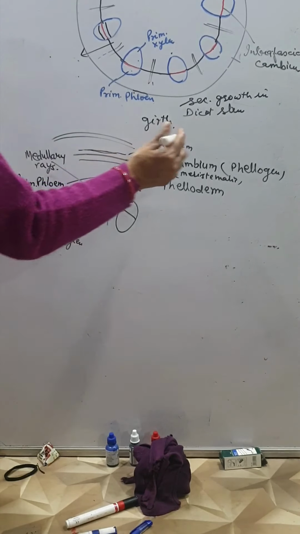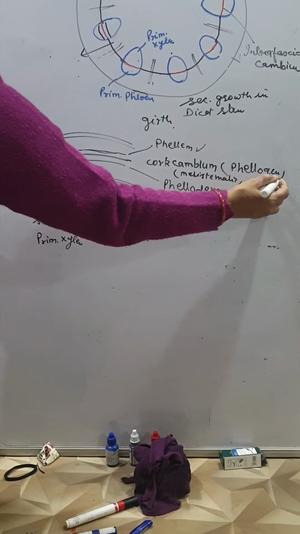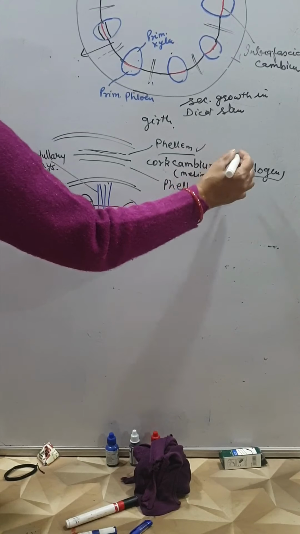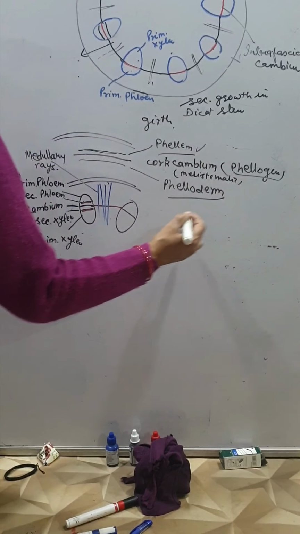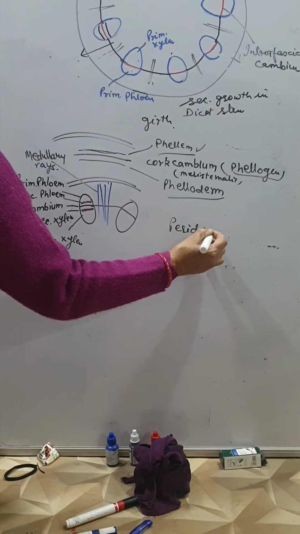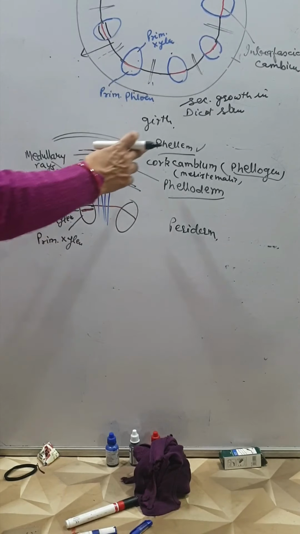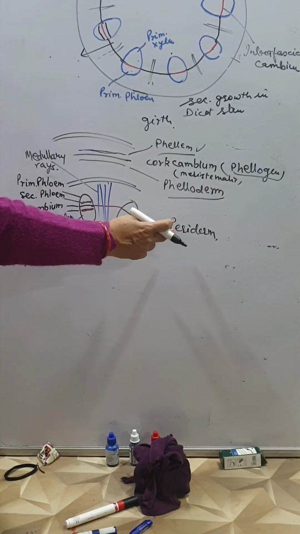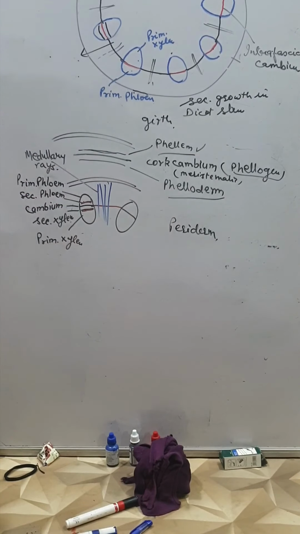The phellem, phellogen and phelloderm combinedly form the periderm. Phellem, phellogen and phelloderm combinedly form the periderm.